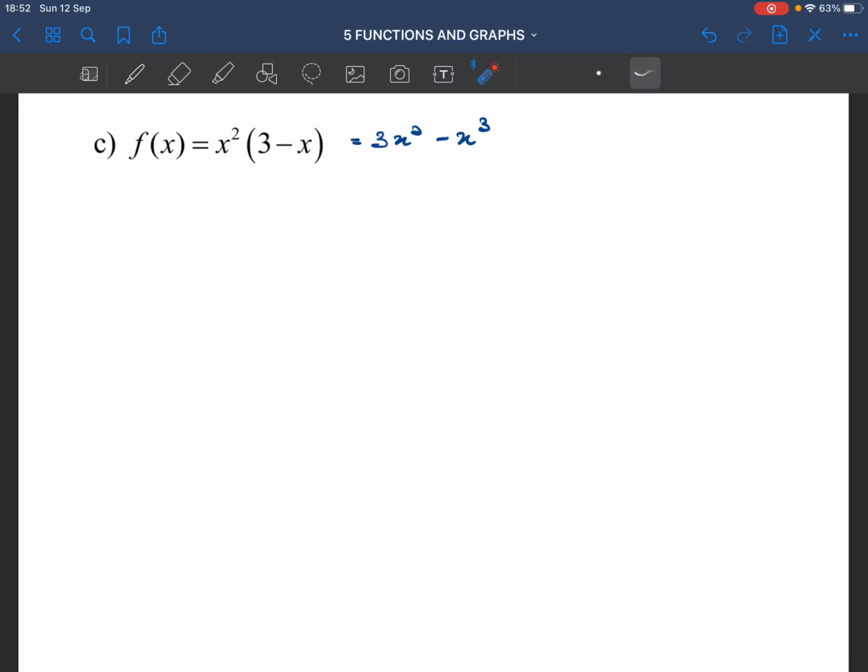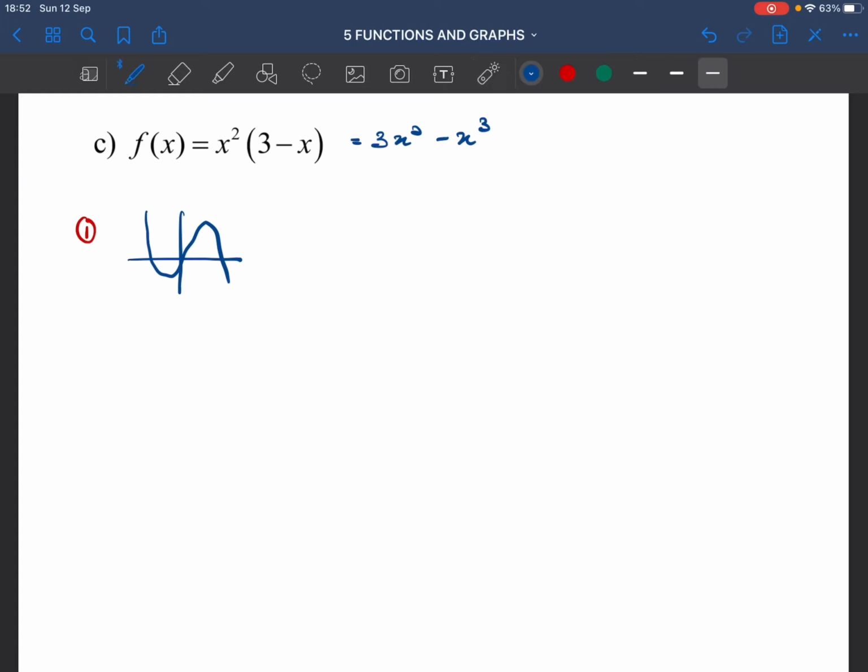So now we are going to look at the coefficient of x cubed. So the basic shape here is, because it is negative, going from top down to the bottom. Okay, so this is our basic shape, because our coefficient of x cubed is negative.